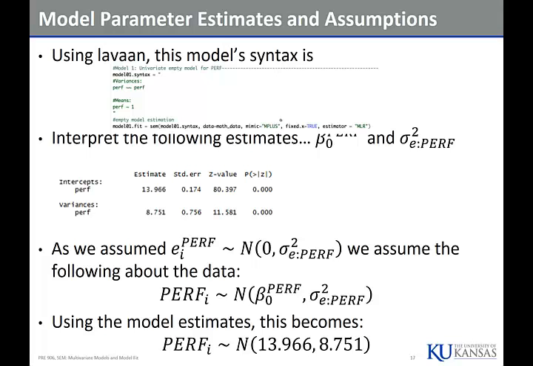So now we get two estimates. We get an estimate of what we call the intercept, 13.966. That is the mean. And we get an estimate of the variance itself, 8.751. That is the variance for performance. Questions?